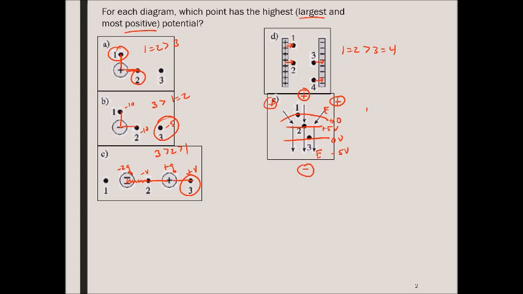So 1 is going to have a higher potential than 2. It's going to have a higher potential than 3, because of the orientation of those electric field lines.